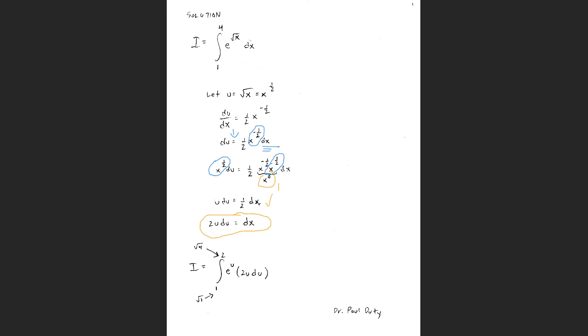Well, I hope that helps. And so here we are. We have 2 times the integral from 1 to 2 of u times e to the u du. And well, okay. How am I going to do this integral here? What approach am I going to use to get the antiderivative? Integration by parts. That's right, Clea, integration by parts.